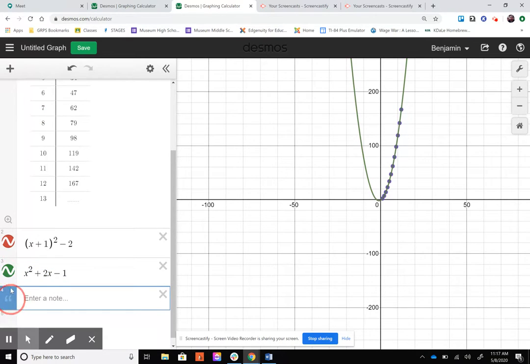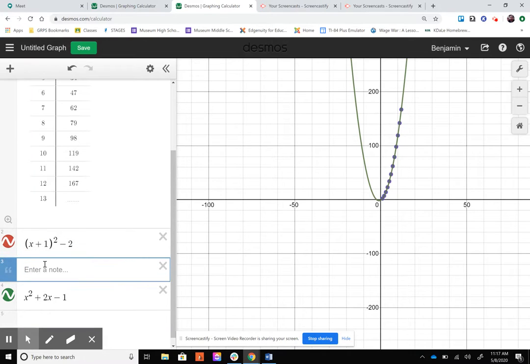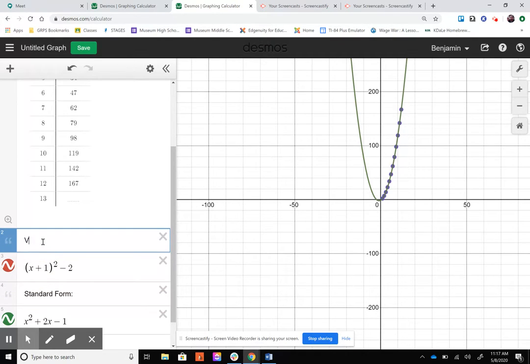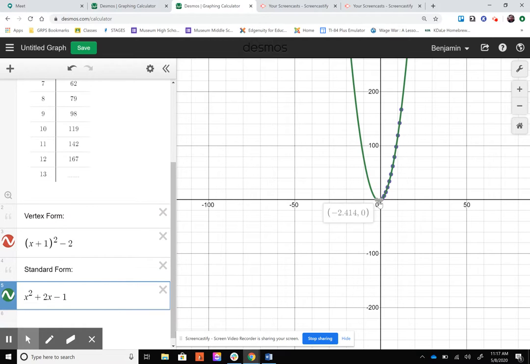This is in standard form. Let's add a note in here. This one here is in standard, sometimes called general form. And then the one above is in vertex form. We took a little bit of a look at that in Math 11, but you're going to do that a little bit in week 2, which is this week.